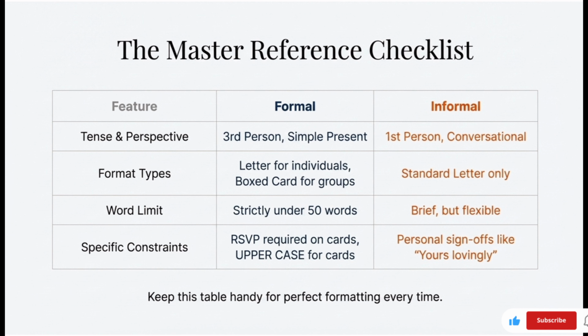Final checklist. Before finishing any invitation or reply, always check these points. Ask yourself, is the format correct? Is the tone appropriate? Have you followed the correct tense and person? Have you respected the word limit? If you follow these rules carefully, writing invitations will become easy and scoring in exams.